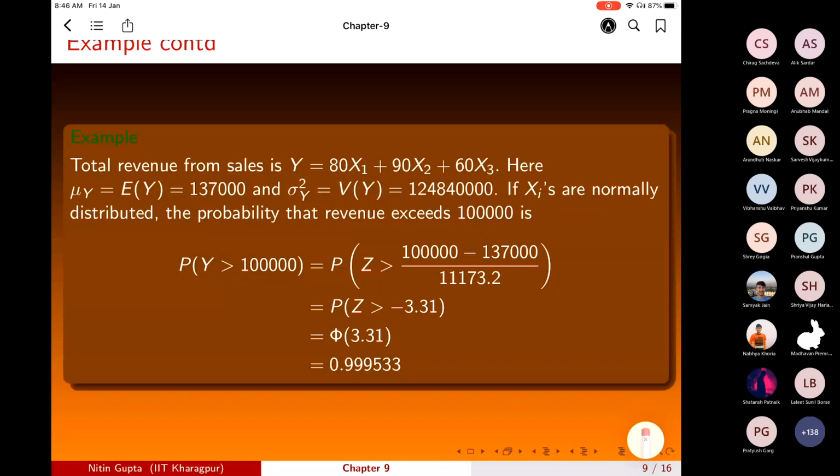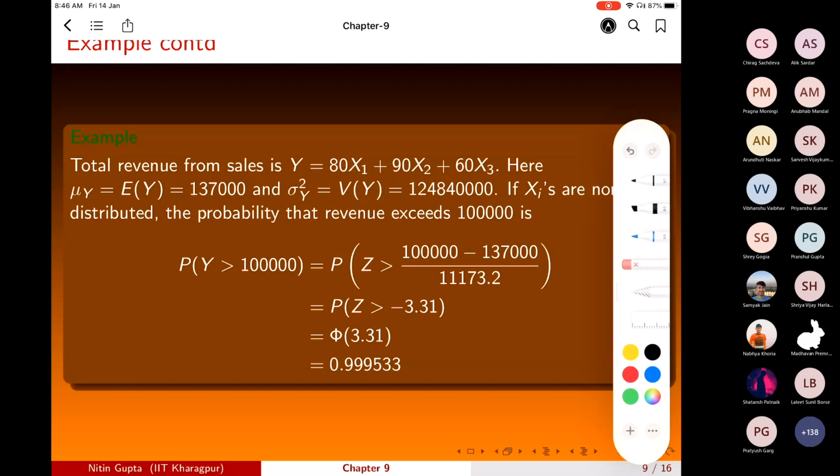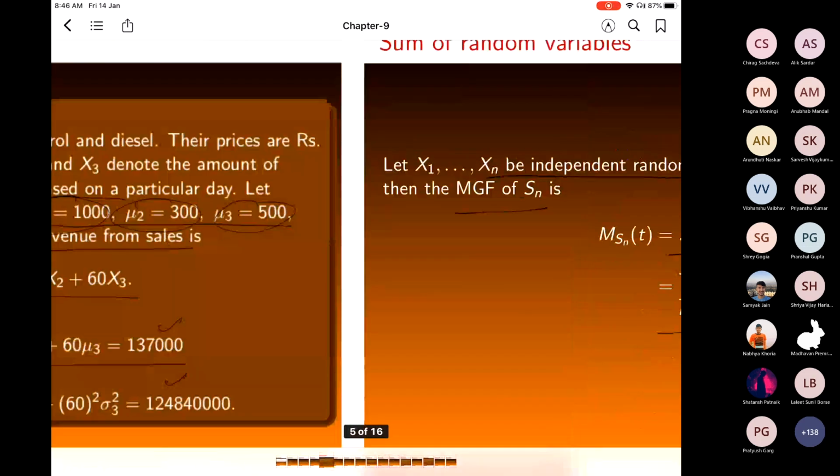Their distribution is also there, na? Whether they are distributed the same or not, whether independence is there or not. So all these concepts should be taken care of. Total revenue for sale, the previous example, was 80x1 plus 90x2 plus 60x3.